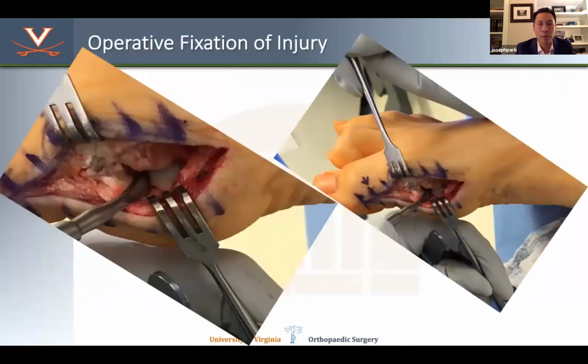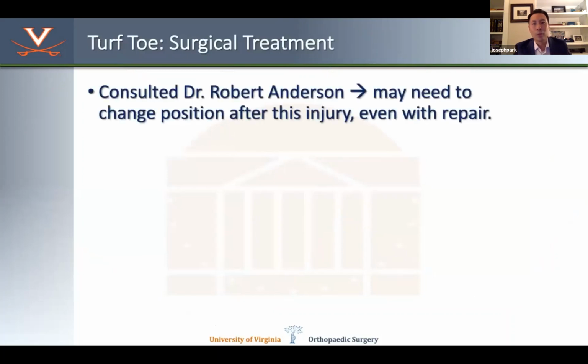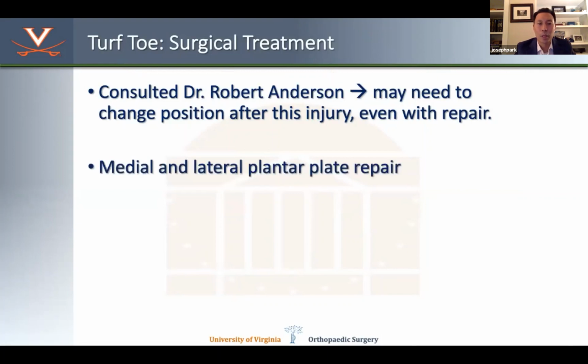And so for him, I fixed both the medial and lateral injury using a direct repair technique. I talked to my mentor, Dr. Anderson. He told me that even if we repaired this and he had an excellent outcome, he probably would have to change his position in baseball, given the type of speed a center fielder needs. So in this case, I did, as I said, a medial and lateral plantar plate repair.